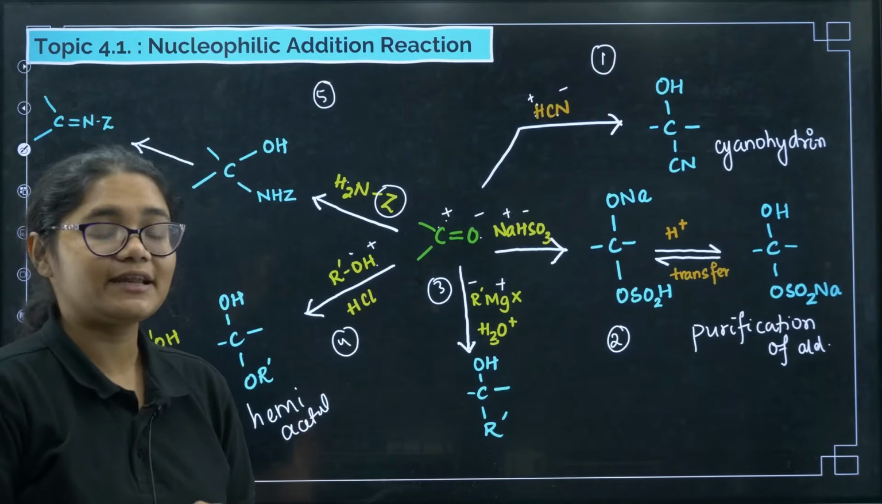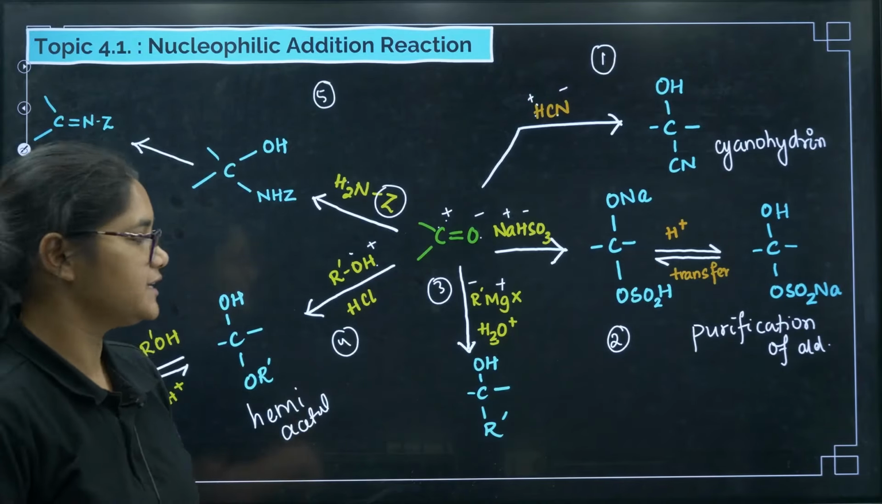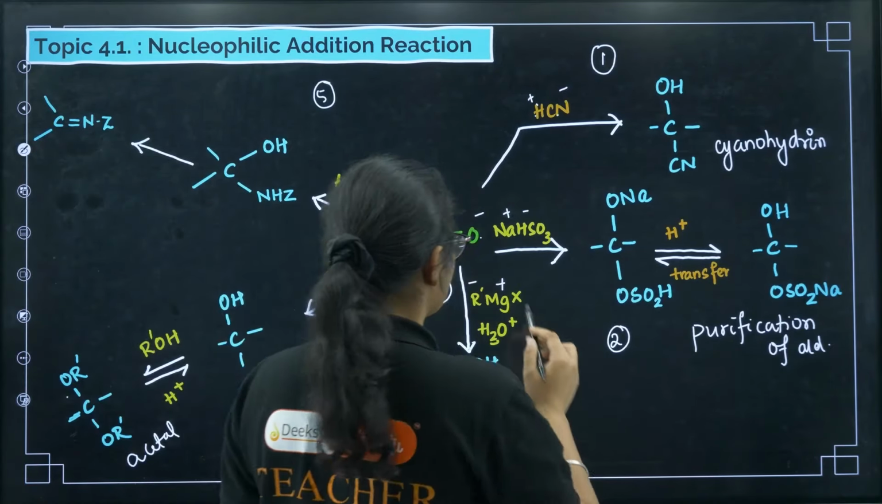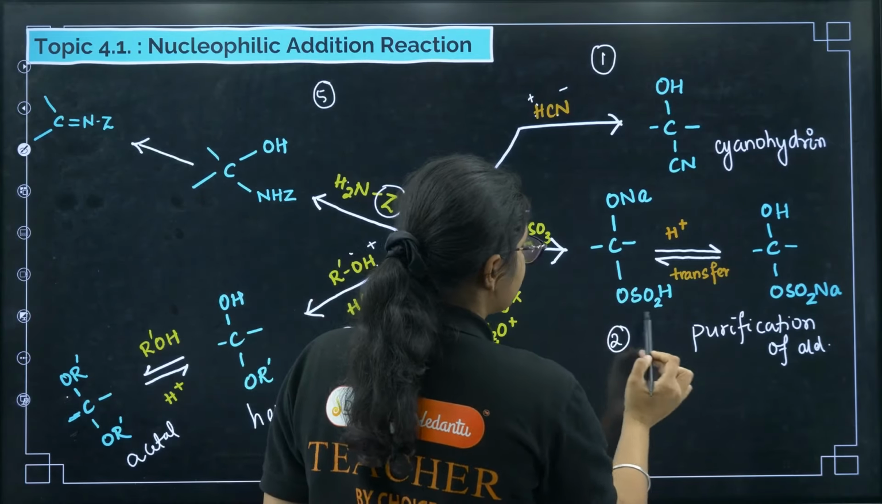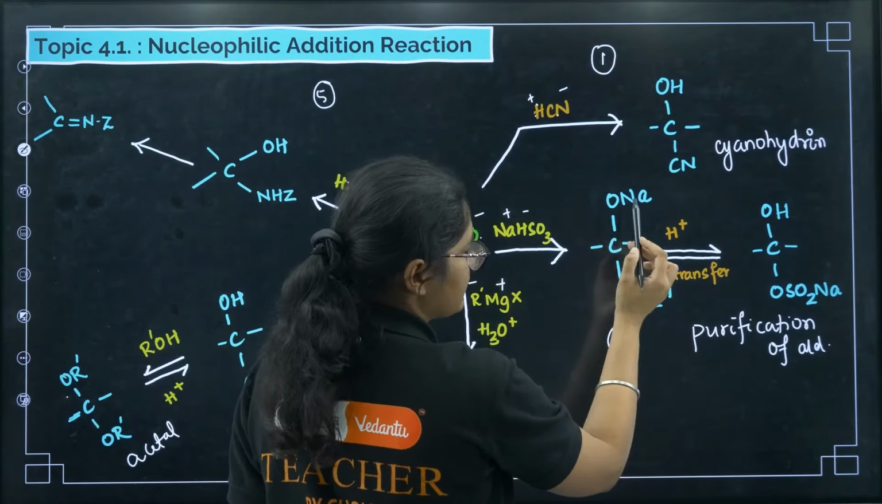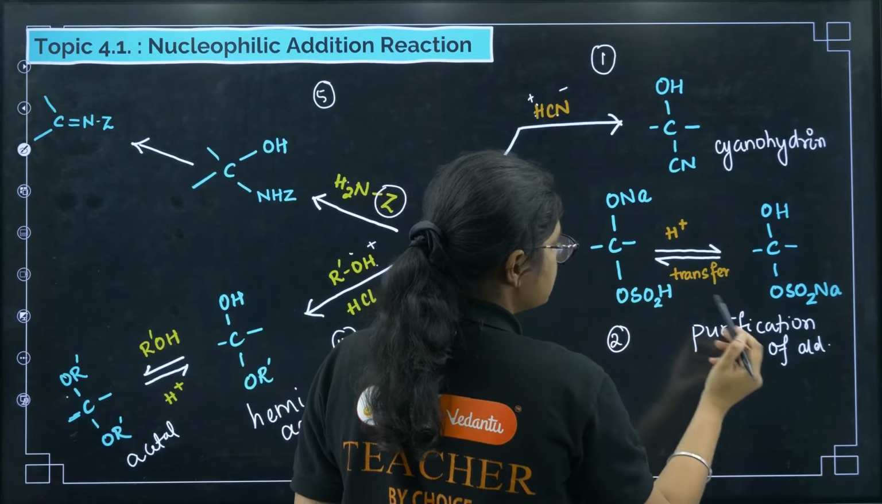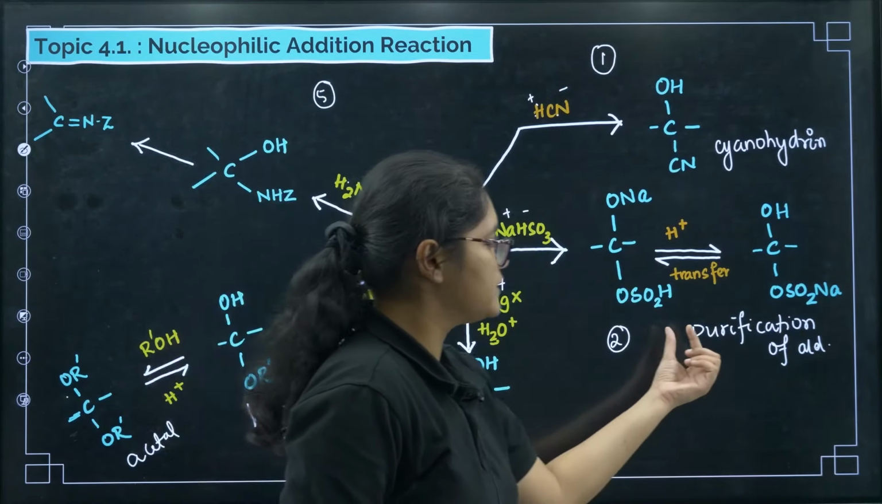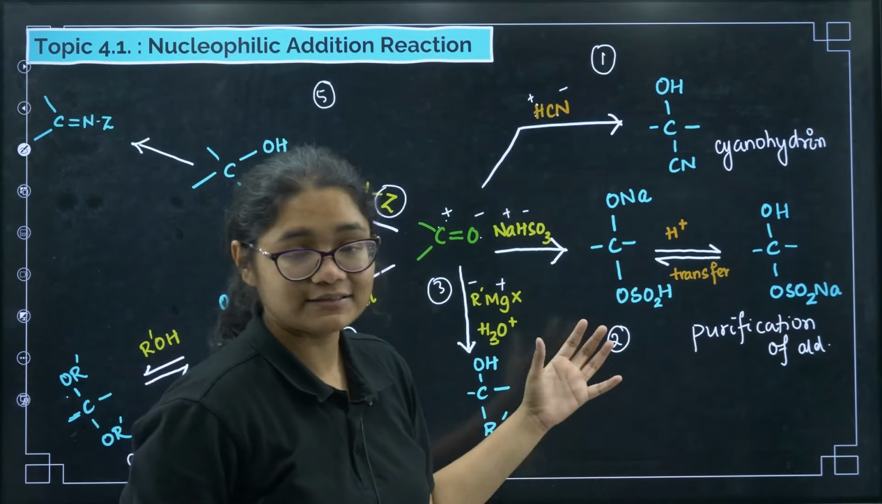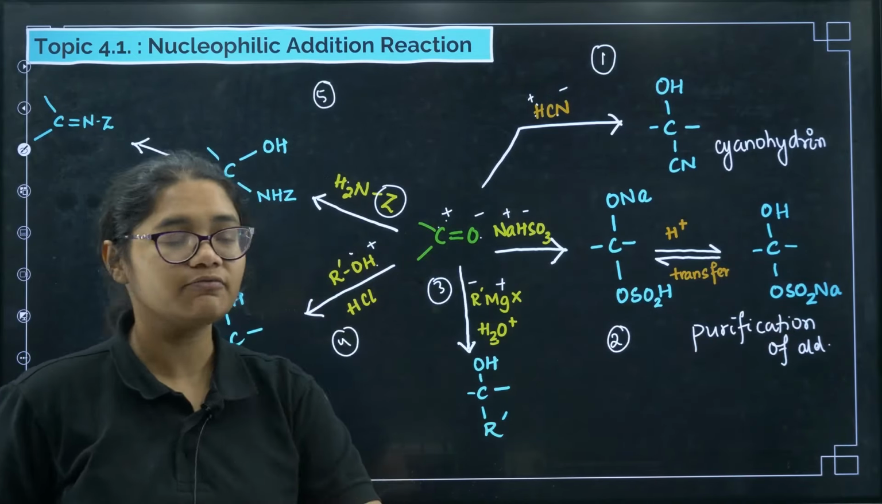The second addition reaction was what? Addition of NaHSO3, right? So here what will happen? Na plus and HSO3 minus, so C plus will take OSO2H and this one will take ONa. Here there is a proton exchange, you will get OSO2Na and OH. Now here what is there? There is purification of aldehydes. This method is used for the purification of aldehydes.